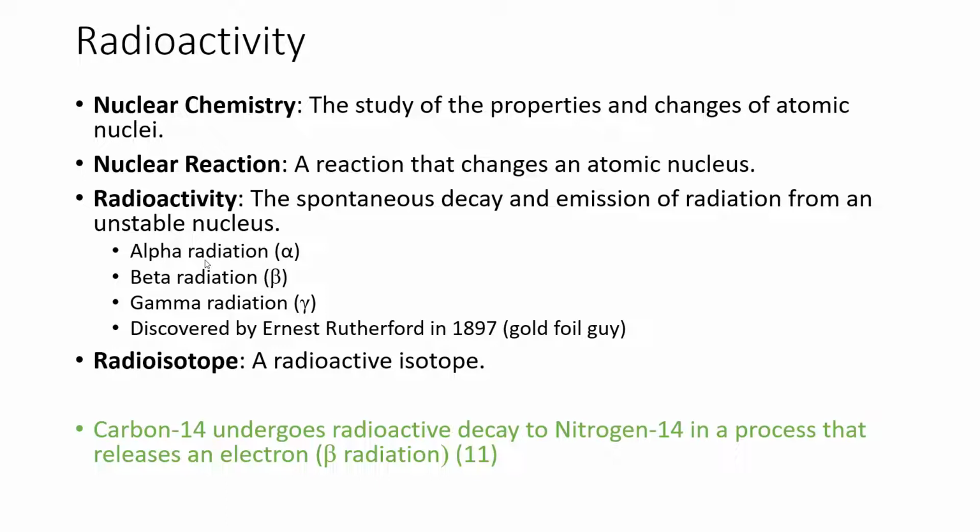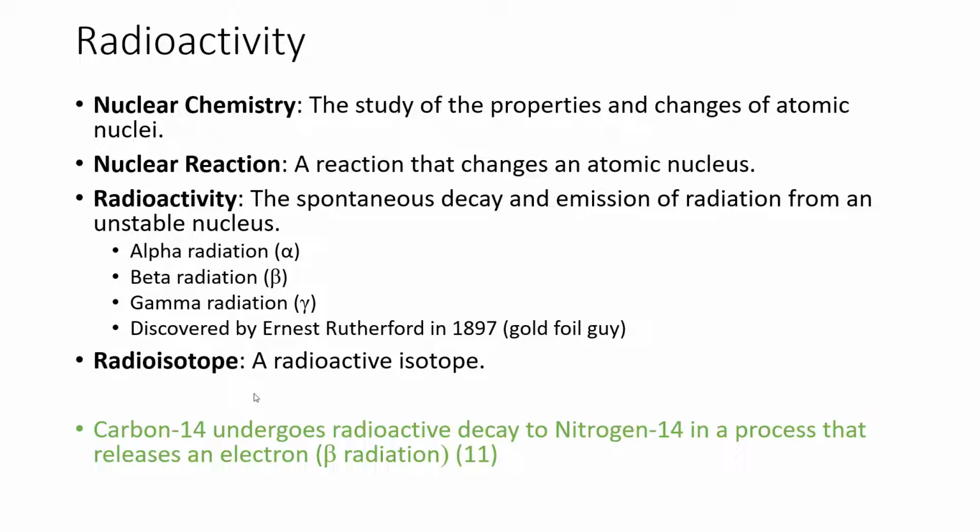And we're going to talk about several different types of radiation today, namely alpha radiation, beta radiation, and gamma radiation. Most of this work on radioactivity was discovered by Ernest Rutherford in 1879. He was the same guy that did the gold foil experiment, which discovered the nucleus. When you're talking about radioactivity, typically you talk about a radioisotope, which is a radioactive isotope. Not all isotopes of all atoms are radioactive. Certain isotopes are more radioactive than others.